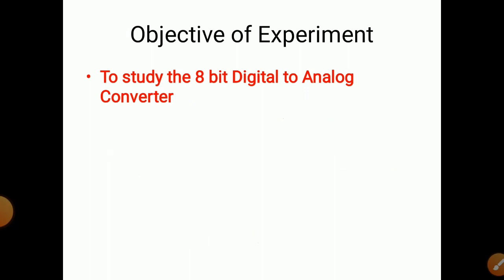So what is the objective of the experiment? The objective is to study the 8-bit digital to analog converter. As you know, a digital signal consists of bits, that is, binary numbers. The digital signal may be of 8-bit, 16-bit, or 4-bit also. In this experiment we are going to study only an 8-bit digital input signal, and we should get an analog output signal for the same.